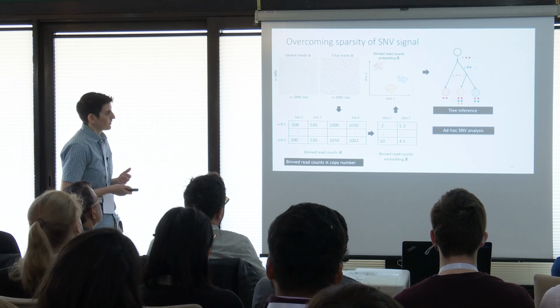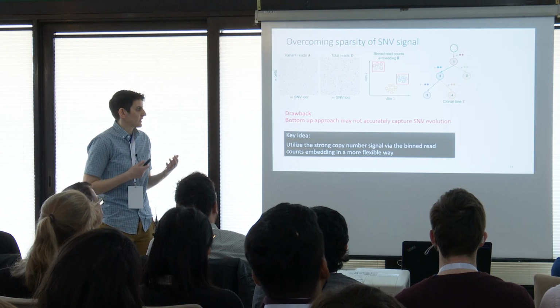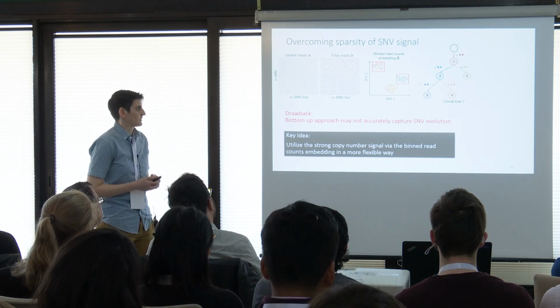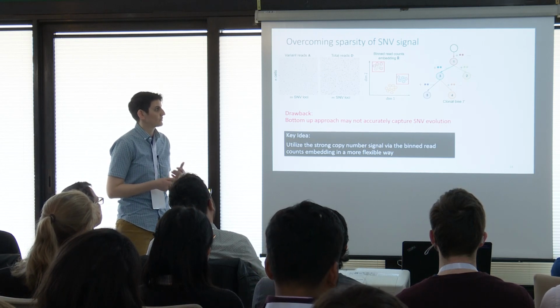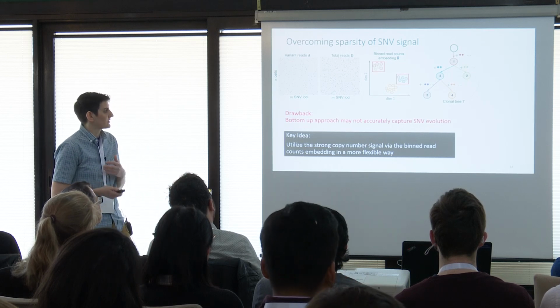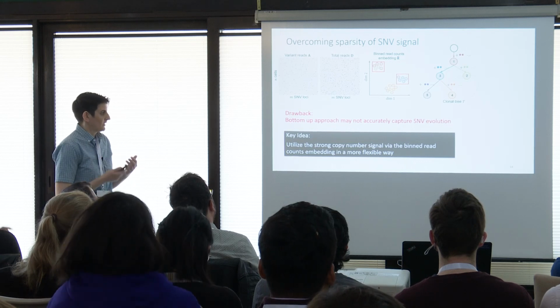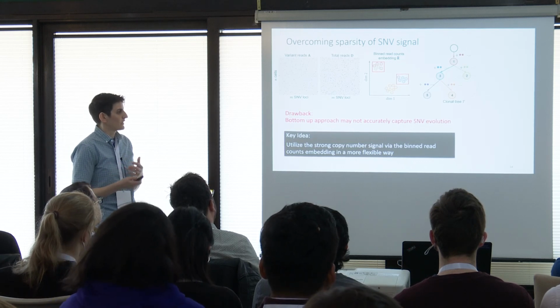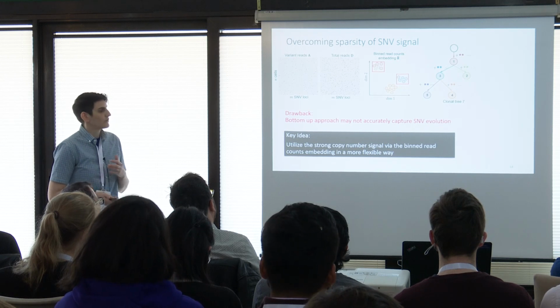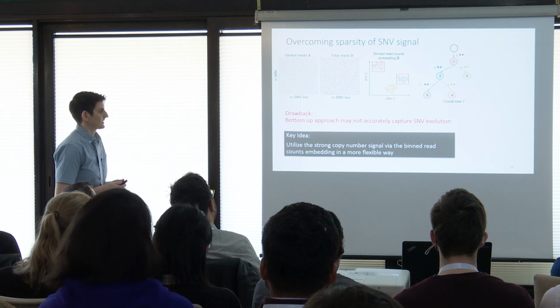This is a reasonable approach, but there's one drawback, and that is it may not fully capture the SNV evolution. You can actually have further SNV evolution within these copy number clones. So the key idea that we're utilizing in our work is that we want to use this strong copy number signal to help guide tree inference by incorporating this bin read count embedding. But we want to do it in a slightly more flexible way than fixing the copy number clusters ahead of time.